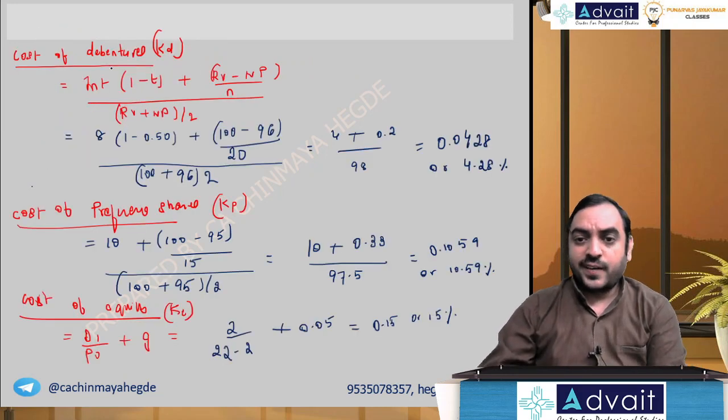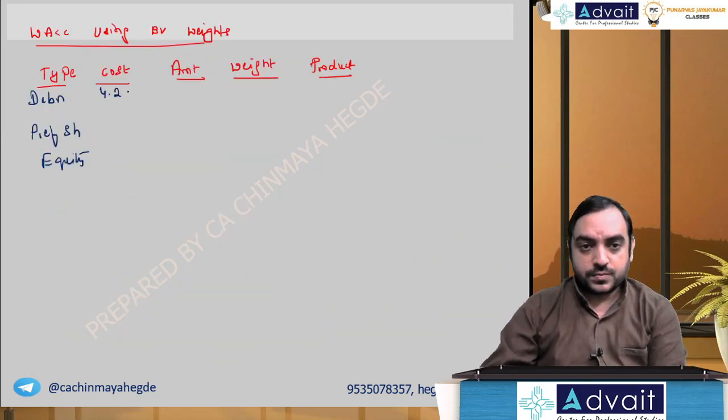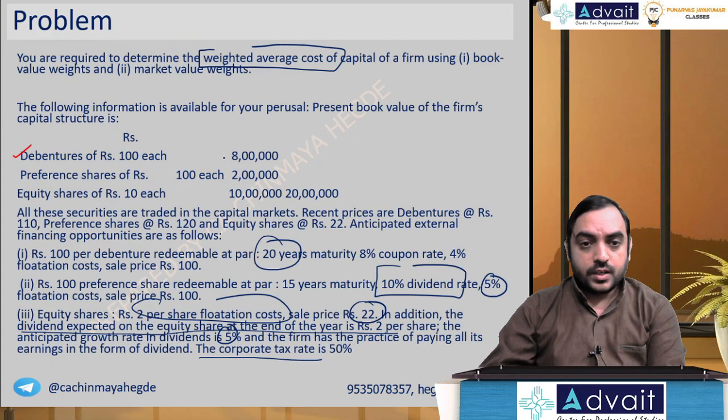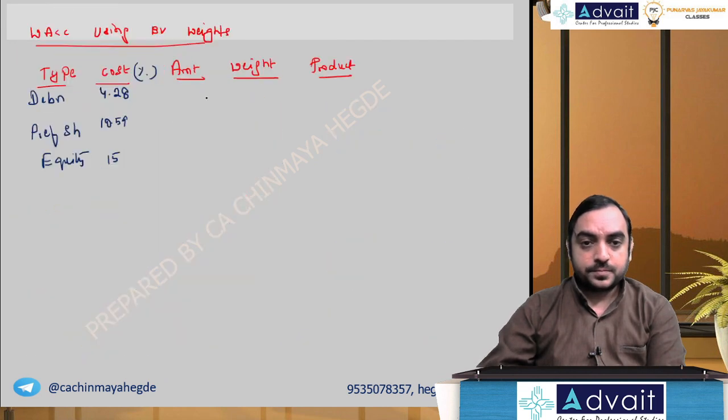Cost of debenture we calculated 4.28 percentage. These are all percentages. Preference shares 10.59. Equity 15%. Amounts, using book value: 8 lakh, 2 lakh, 10 lakh, total 20 lakh.